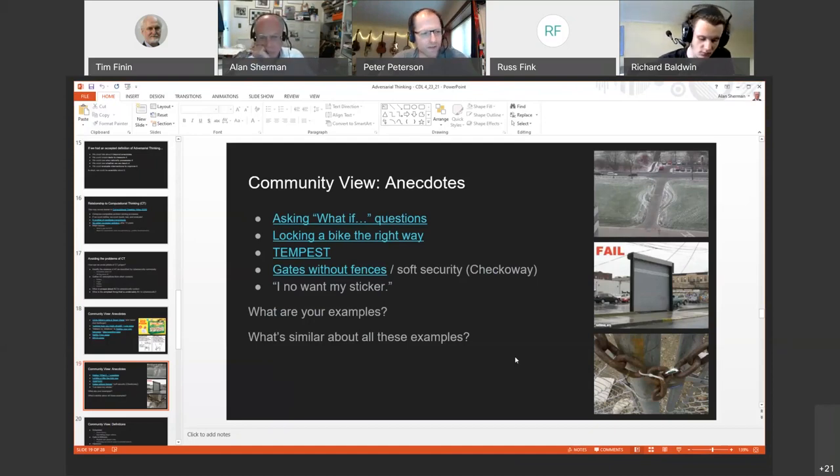I found a presentation from Steve Checkaway, who had a bunch of great photos of gates without fences or a zip-tied but padlocked chain, right? It's sort of soft security, right? So do people have other examples, ready examples in their minds of what they think of as examples of adversarial thinking?